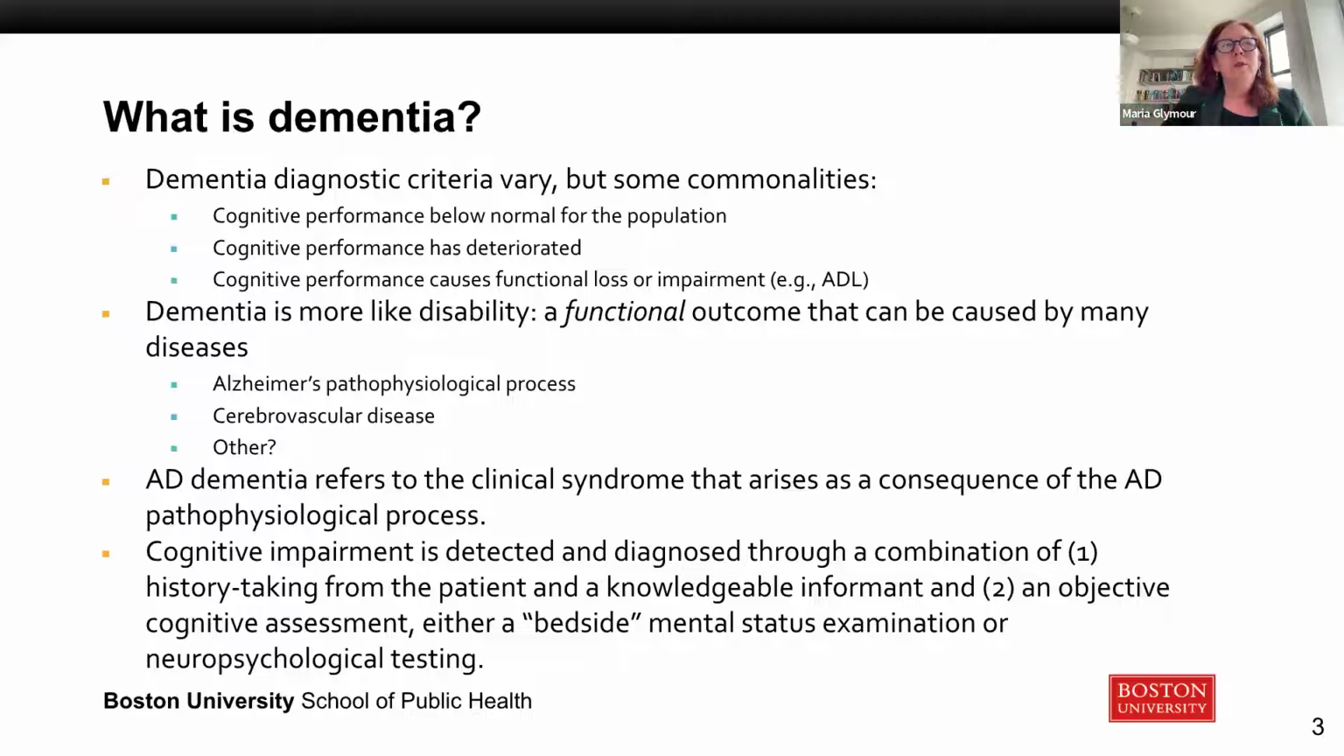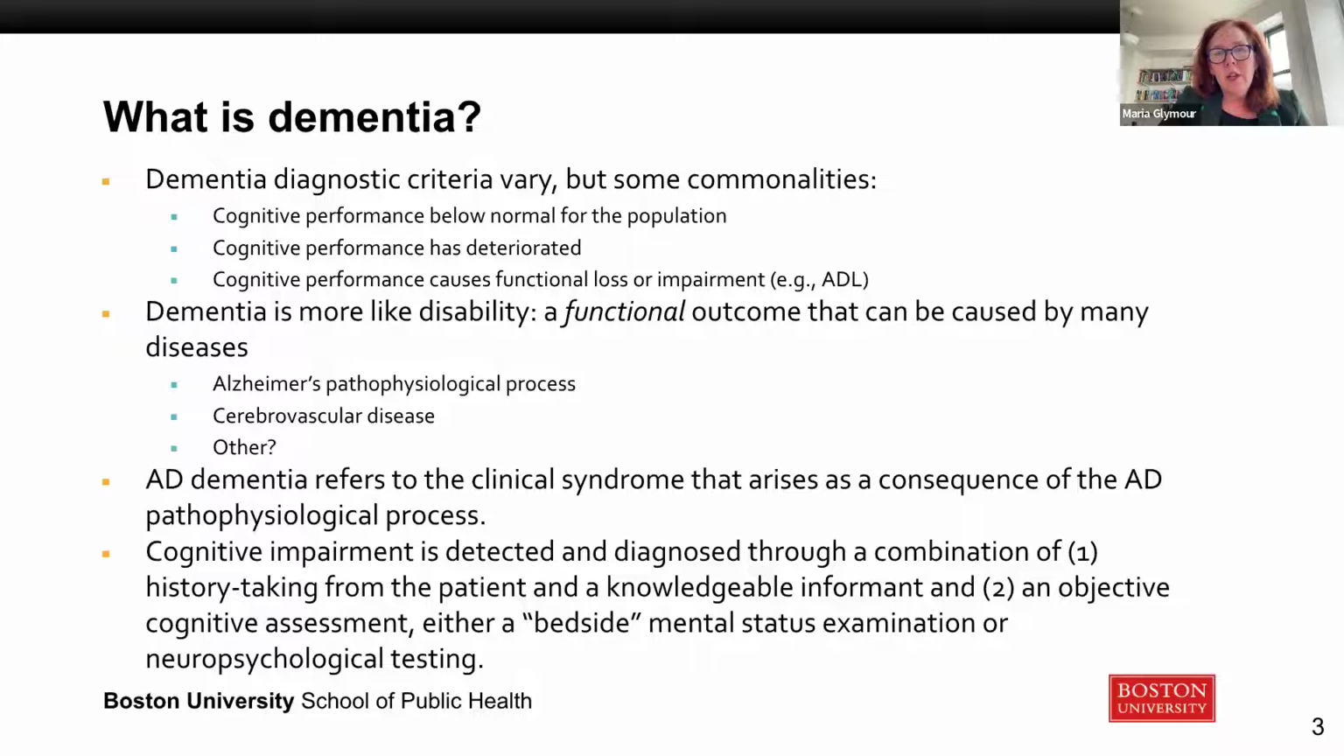There's Alzheimer's, of course, and cerebrovascular disease, which we think of in its most acute form as stroke, and many other pathologies in the brain that ultimately manifest in dementia. Alzheimer's disease dementia refers to the clinical syndrome that arises as a consequence of the Alzheimer's pathophysiologic process, which is specifically assumed to be due to amyloid deposition.